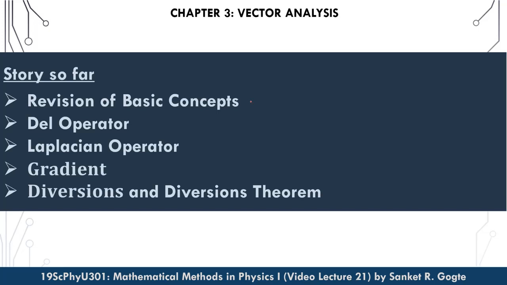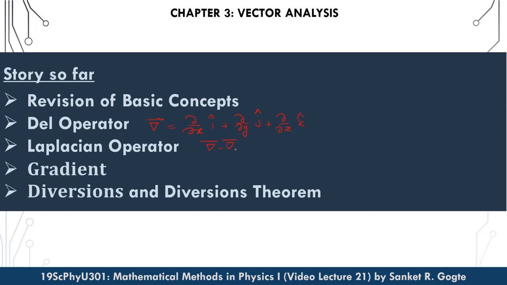When we started with this chapter, we briefly revisited the basic concepts. Then we defined this del operator, which is a first order partial differential operator given by dou x into unit vector i plus dou y into unit vector j plus dou z into unit vector k. Then the Laplacian operator can be obtained by taking the dot product of the del operator with itself.